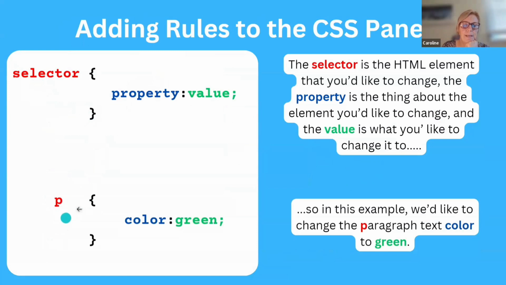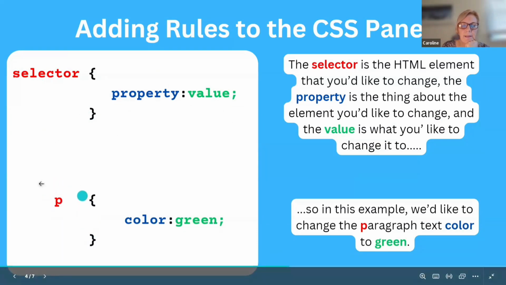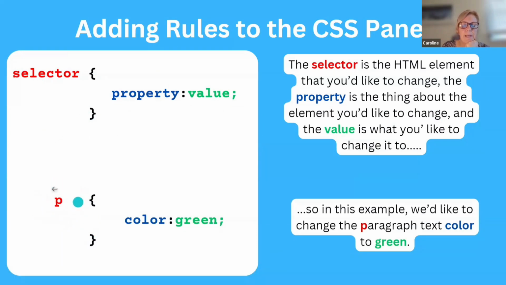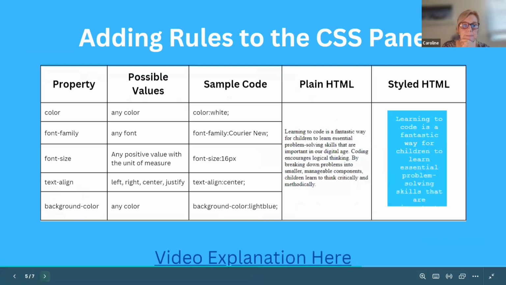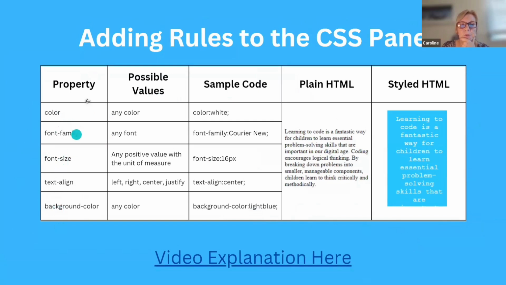CSS rules are set up like this. This is the HTML tag that is going to be styled. In this case, it's a paragraph, and we're going to make it green. These are some rules that we can add. It goes selector, property, value. So our selector would be whatever HTML tag, like a paragraph. Then we have curly braces. Color would be your property, colon, and then your value. So this would be your sample code.